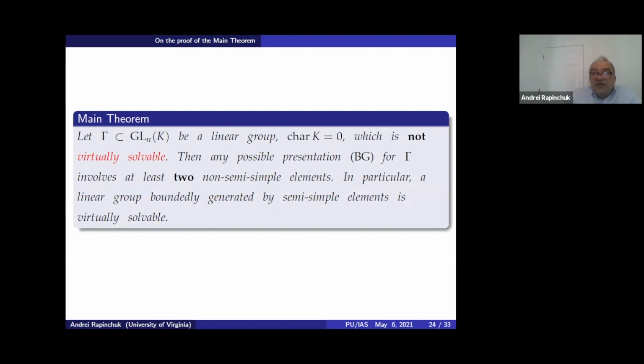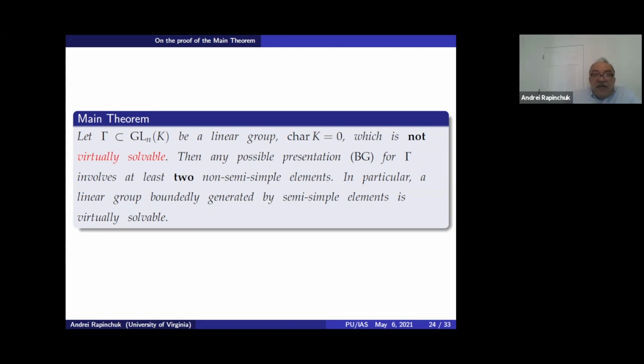Let me remind you of the statement once again. Suppose we have a linear group Gamma over a field K of characteristic 0, which is not virtually solvable. Then any possible bounded factorization for Gamma as a product of cyclic subgroups must involve at least two non-semisimple elements. In particular, if a linear group is boundedly generated by semisimple elements, it must be virtually solvable. So that's the theorem.